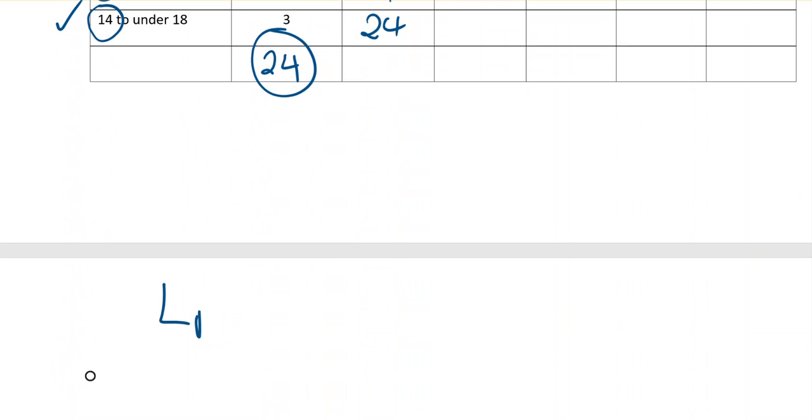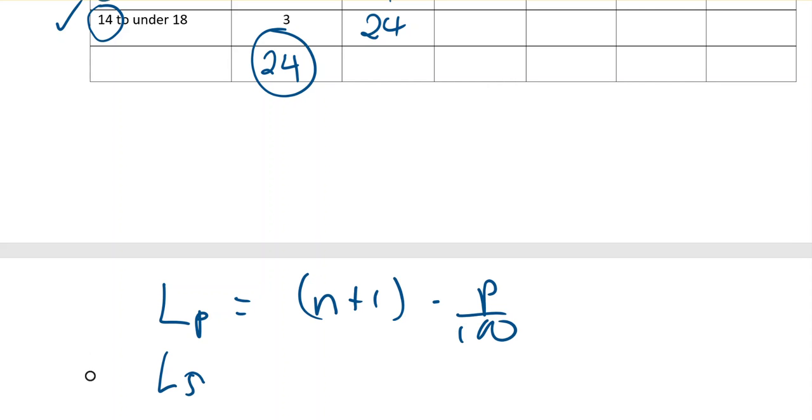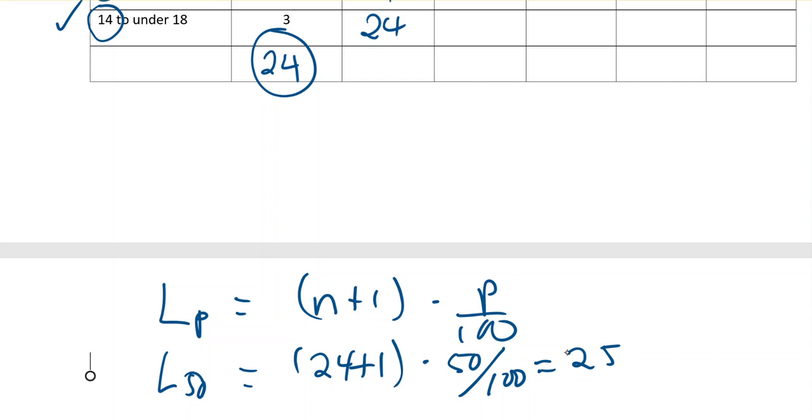The location of the percentile is equal to n plus 1 times p over 100. So I know I'm looking for the 50th percentile, or the second quartile, i.e. the median. It's 24 plus 1, because I have 24 numbers, times 50 out of 100. This is 25 times 0.5, which is 12.5.